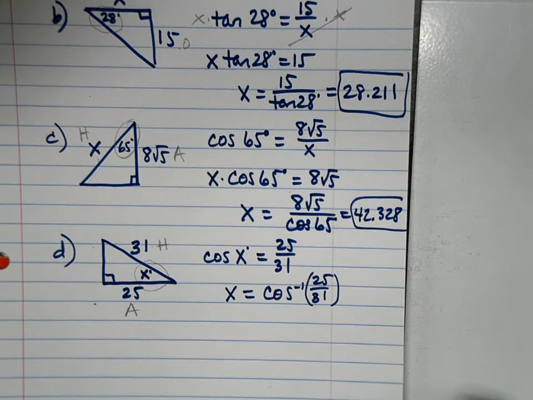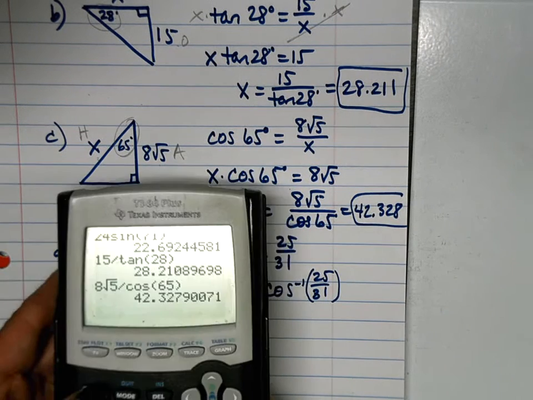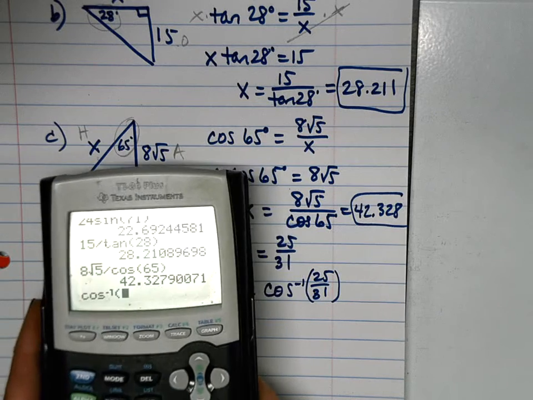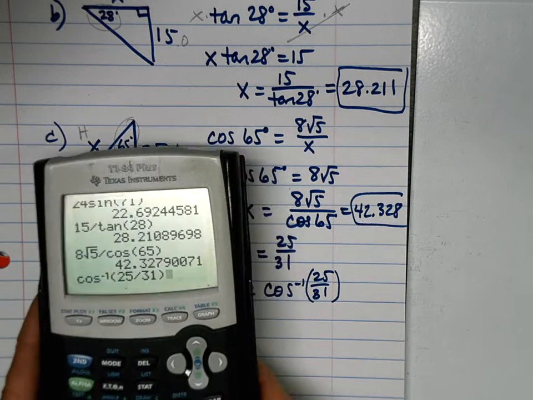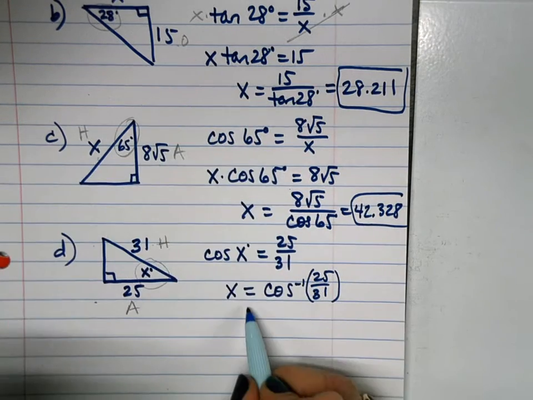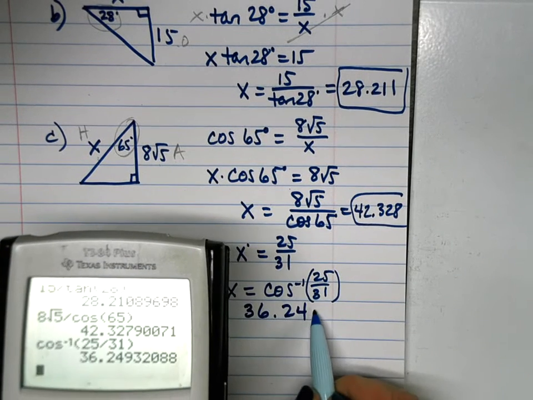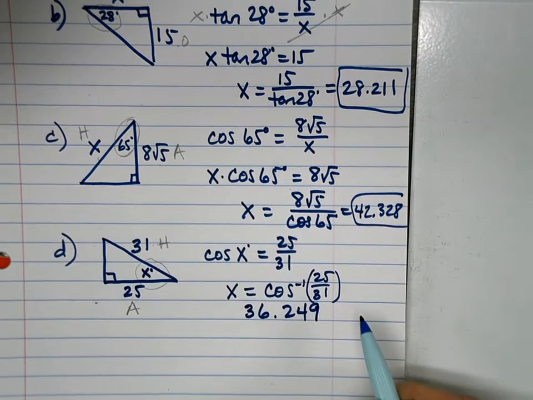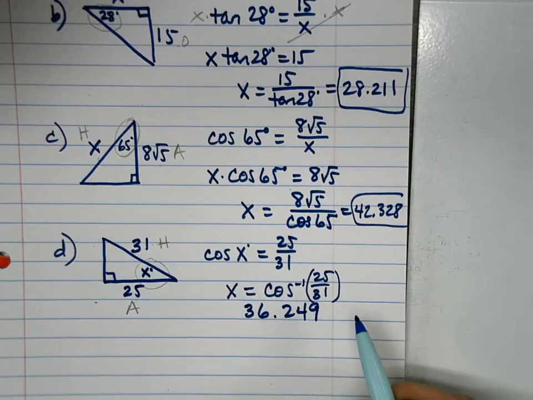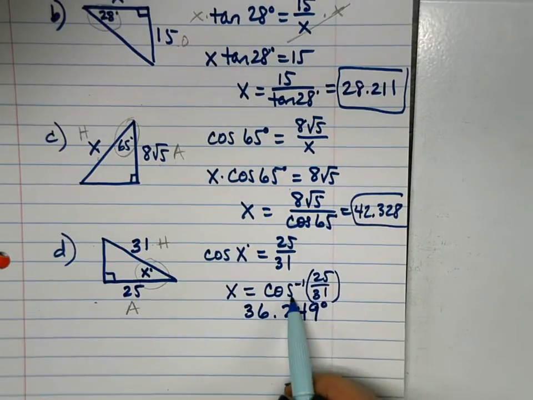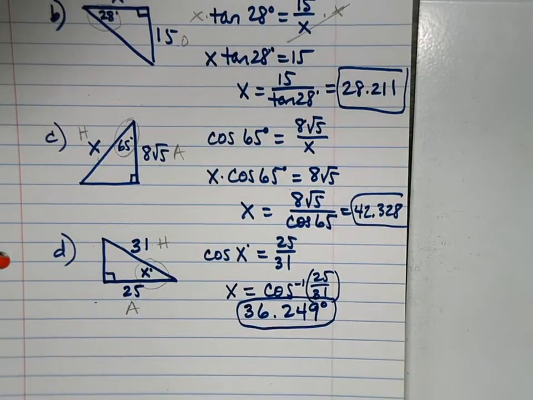And then you just punch that in your calculator, right? So inverse cosine 25 divided by 31. 36.249. You guys agree on the rounding? And then now this is an angle though, so what should I put? I do know units here, degrees, yeah. 36 degrees is what would give me that.